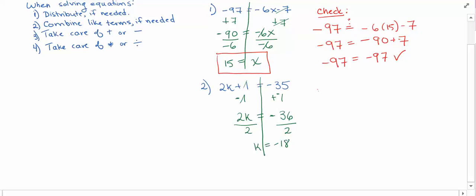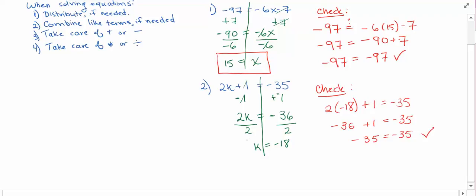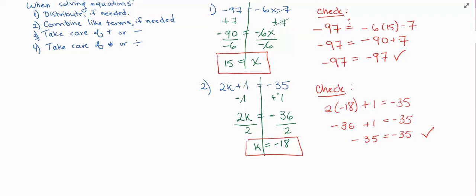Let's do a quick check. Make sure that we did our math right. I'm going to plug in negative 18 for k. 2 times negative 18, plus 1 equals negative 35? Alright, so 2 times negative 18 is negative 36. Plus 1 is negative 35, so it looks like it checks out, and our answer is negative 18. I do want to draw your attention to a couple of, not exceptions, but they are just a little bit different than these 4 steps that I described. So would you look at number 5 with me?